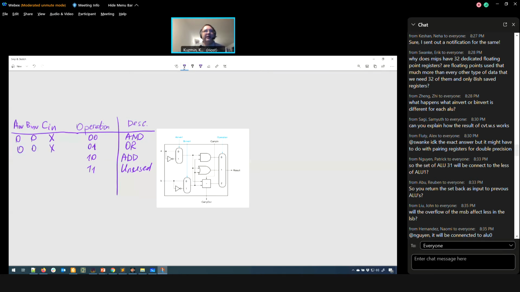For add, that's where things get interesting. So what about Cin? 0. A invert, B invert, also zeros. All right. And then unused operation 1 1, which means it doesn't matter what we use here.